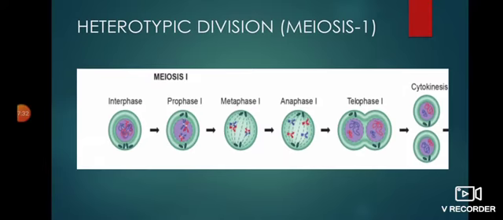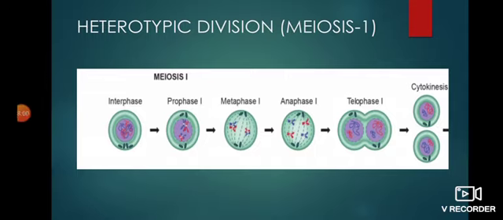Then we will see the picture of meiosis 1. First one, interphase. This is the preparatory phase. Then the prophase 1. This includes 5 different stages: leptotene, zygotene, pachytene, diplotene and diakinesis. Here you can see the spindle production and disappearance of nuclear membrane and nucleolus.